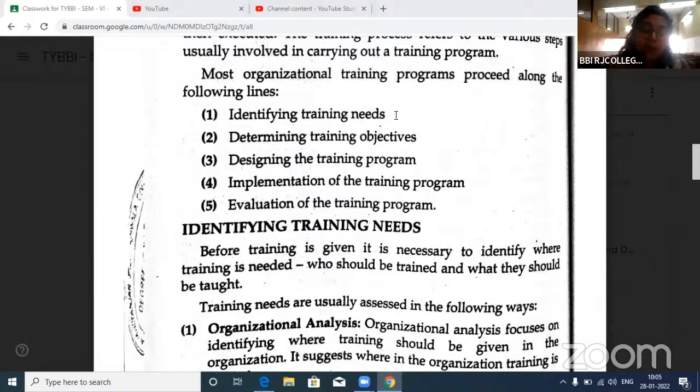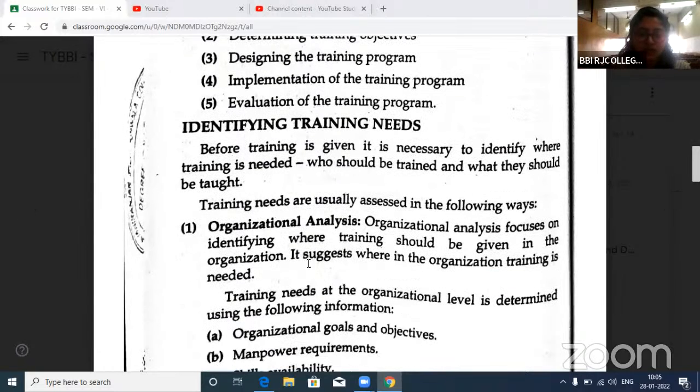That means what the employee actually needs now. What are the training needs, the requirement? How do we need to train them? For how much period of time does an employee require such training? So the first point is identifying training needs.